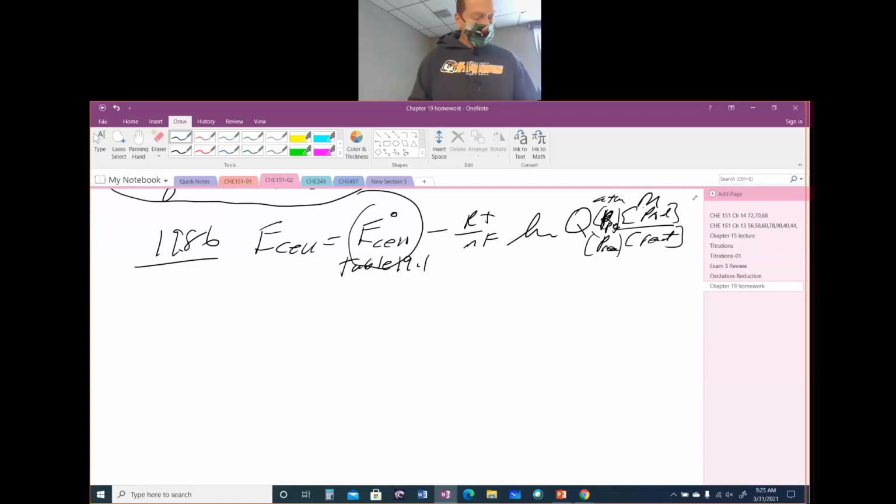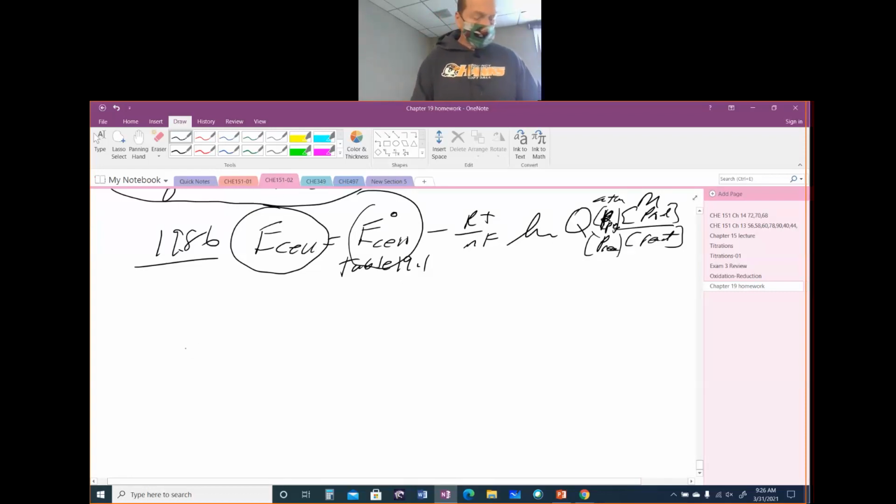So when it says what is the cell potential, you're looking for E cell. Your E naught cell is at 25 degrees Celsius. These are still going to be at 25, but at E naught cell, all concentrations are 1 molar, all pressures are 1 atmosphere. Your E cell is when you have different starting concentrations.